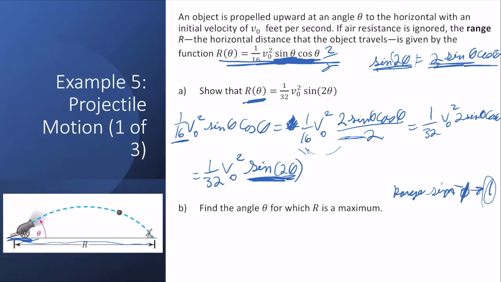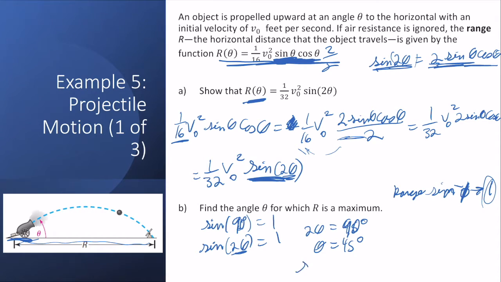Well, where is sine of theta 1? Well, that's at 90 degrees, right? But I want to know when sine of 2 theta is 1. Well, that would be when 2 theta equals 90 degrees, so theta equals 45 degrees. So sine of 90 degrees would give us our max. So theta would have to be 45 degrees for our maximum range.